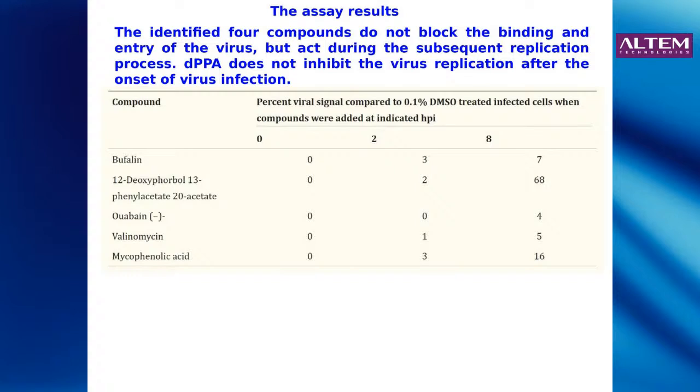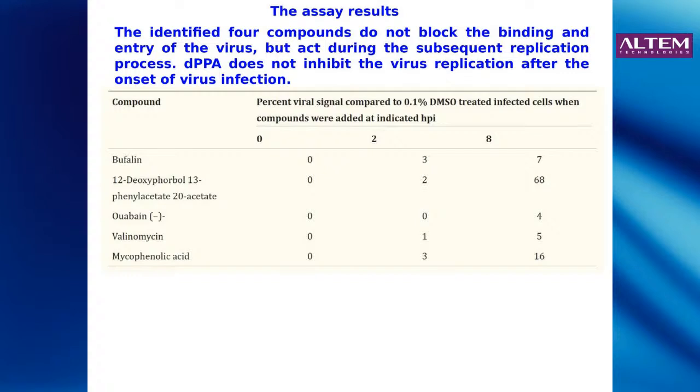of virus replication. So we infected the cells and added the inhibitors at different times after the onset of infection. So you can see the three columns. In column 1, it is 0, which means the compound was added along with the virus. In column 2, the inhibitors were added 2 hours after the infection of the cells, and in column 3, the inhibitors were added 8 hours after the infection of the cells.